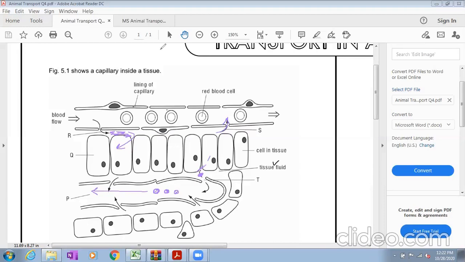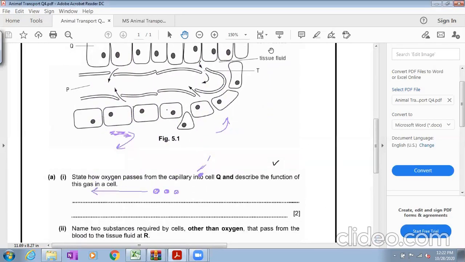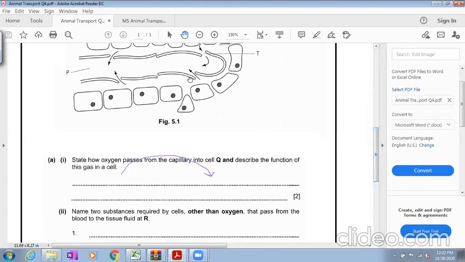Now, let's see the questions related to this. Question number one is: state how oxygen passes from capillary into cell Q. It means how oxygen is passing from blood to cell Q. If inside the blood oxygen is more and outside it is less, then by the process of diffusion it will enter your cell.